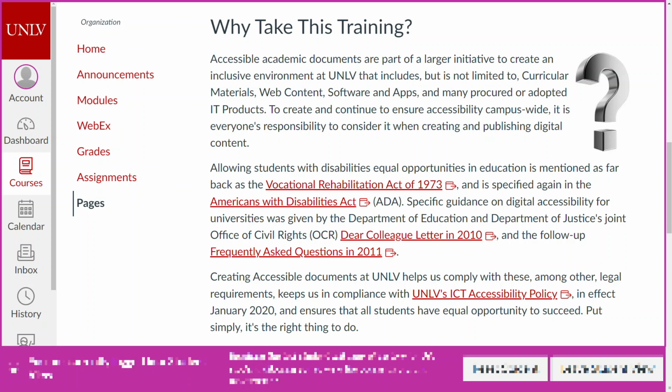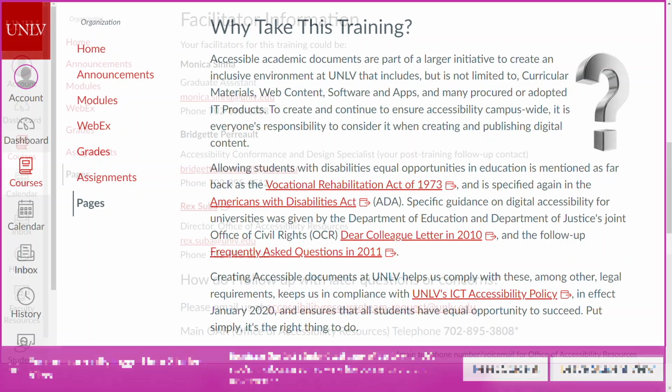Creating accessible documents at UNLV helps us comply with these among other legal requirements, keeps us in compliance with UNLV's Information and Communication Technology Accessibility Policy, in effect January 2020, and ensures all students have equal opportunity to succeed. Put simply, it's the right thing to do.